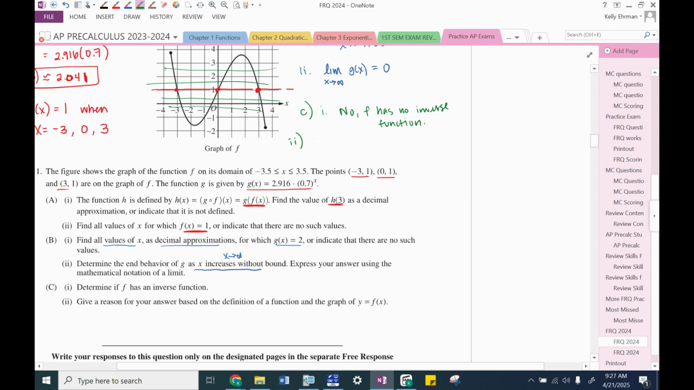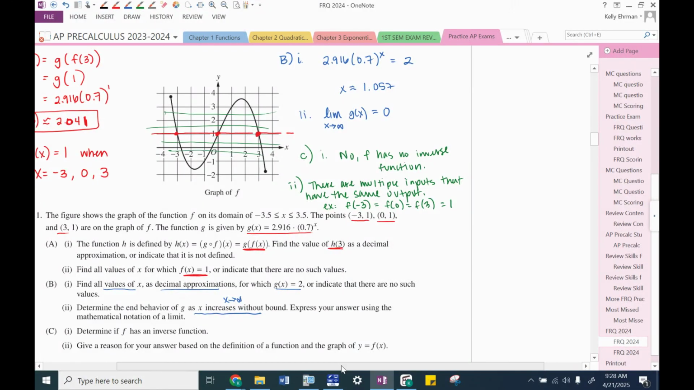So I just say there are multiple inputs that have the same output. And if it's easy to do, like in this case, show an example of that. So for example, f of negative 3 is the same as f of 0, which is the same as f of 3. They're all equal to 1. So I think that's enough to give me the 2 points for that.